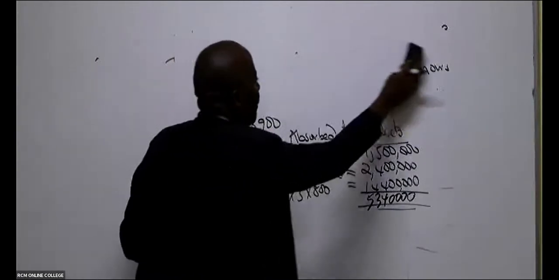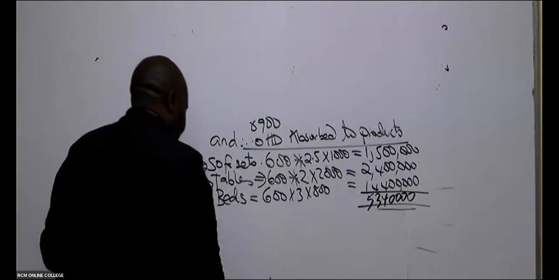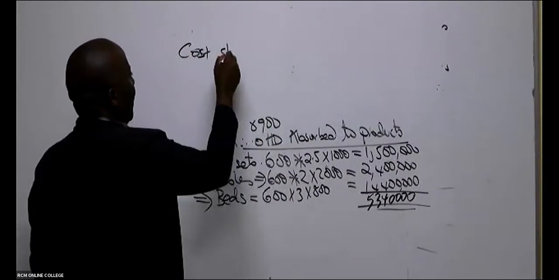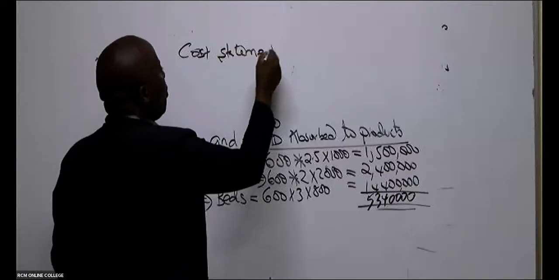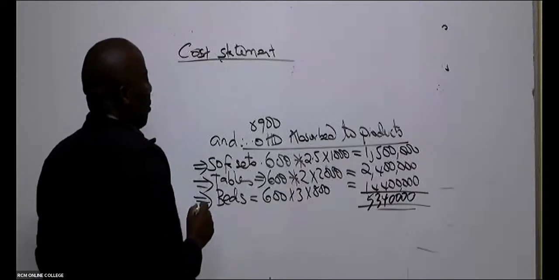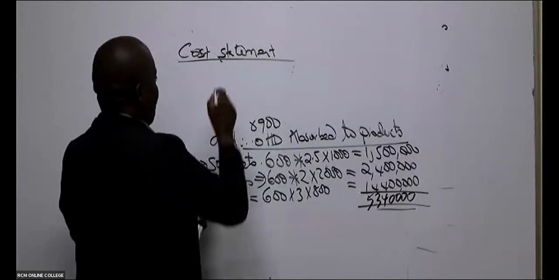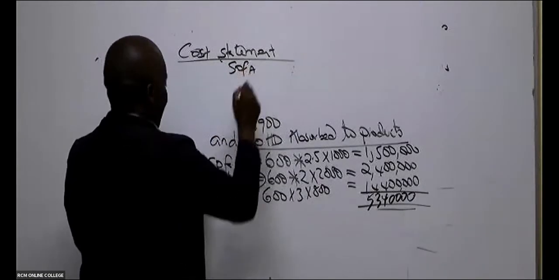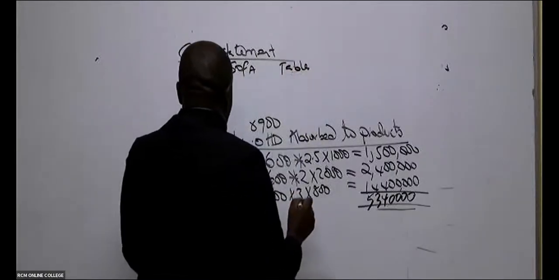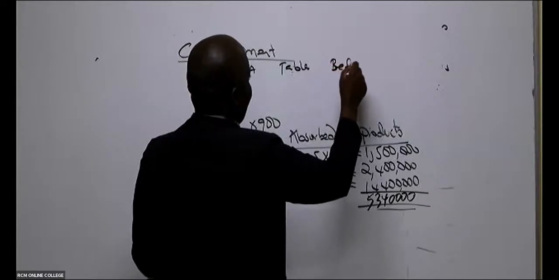Give us the cost statement. So give us what we call the cost statement. I told you yesterday, ladies and gentlemen, we have three products here. We have sofa sets, we have tables, and then lastly, we have the beds.